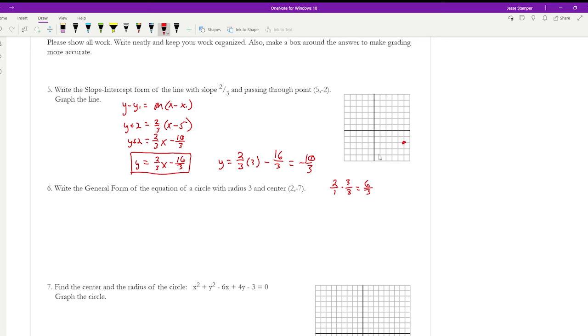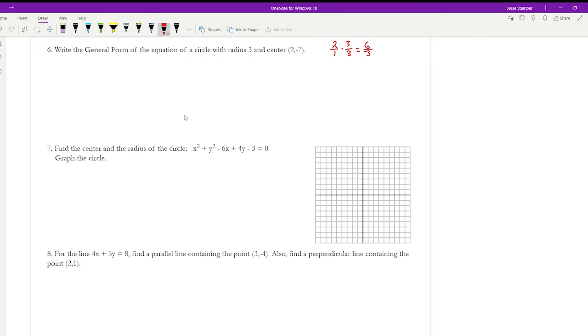All right, so 10 over 3 actually equates to 3 1/3. So at 3, we go down 3, and then we go to about 1/3. And we get a line that goes through here, roughly. So your equation of the line is y equals 2/3 x minus 16/3, and that is roughly your graph of the line.